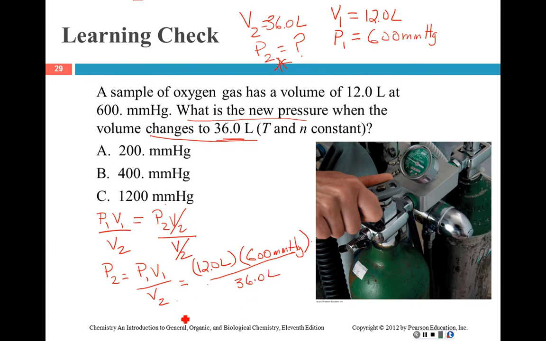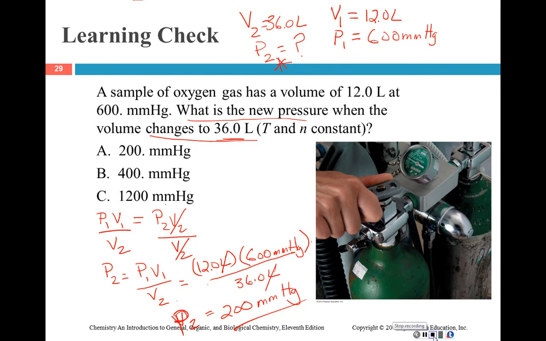Okay? And so P2 is going to equal 12 times 600 divided by 36, and I believe that is going to be 200. Liters canceled, so I'm going to have 200 millimeters of mercury as my answer.